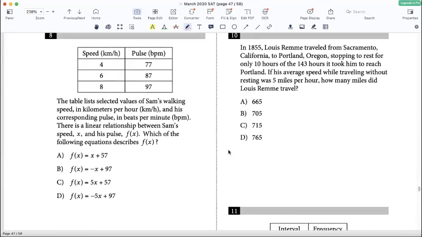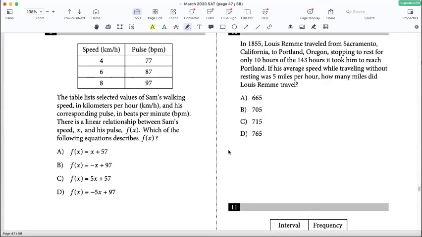The table lists selected values of Sam's walking speed in kilometers per hour and his corresponding pulse in beats per minute. There is a linear relationship between Sam's speed x and his pulse f(x). Which of the following equations describes f(x)?